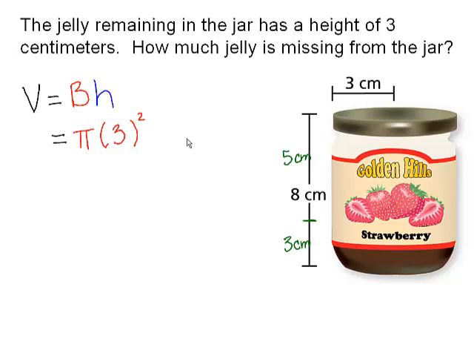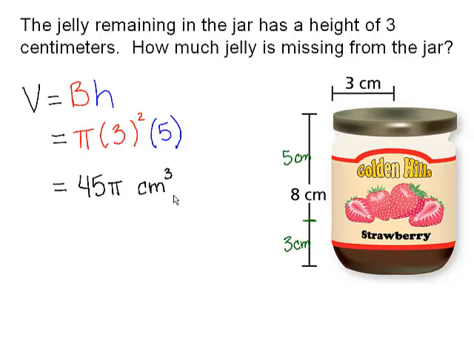Now we need to substitute in the height. Remember, we are using the part of the jar that's empty, so our height is 5 centimeters. Now we're ready to simplify. We have 3 squared, which is 9, and 9 times 5 is 45. And we have that multiplied by pi. Finally, we need the units, which is cubic centimeters.